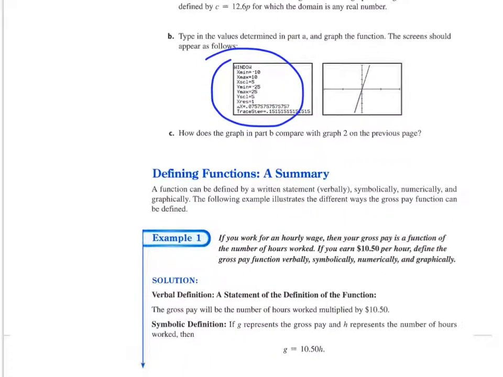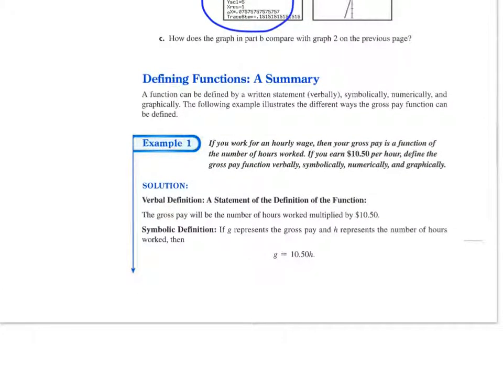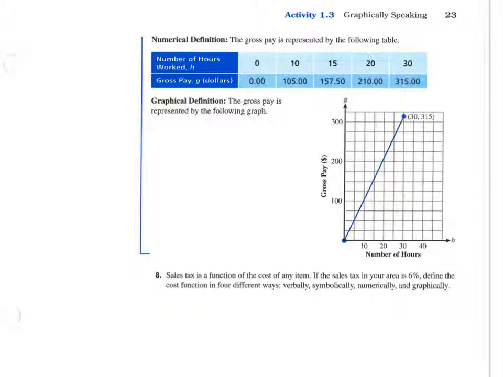Okay, so now our last little graph, I think. It comes back to our gross pay, earning $10.50 an hour. Remember, this is a good example of how here is the verbal way to write it, and then symbolic, and then we're going to look at it graphically. On the next page, it's giving us 5 ordered pairs that go along with this function. This function is just g equals 10.5h, plugging in if I worked 0 hours, 10 hours, 15 hours, and so on, giving us the output and graphing it.